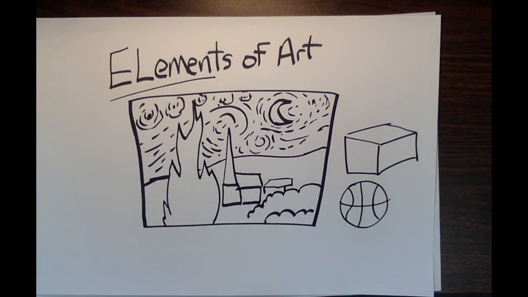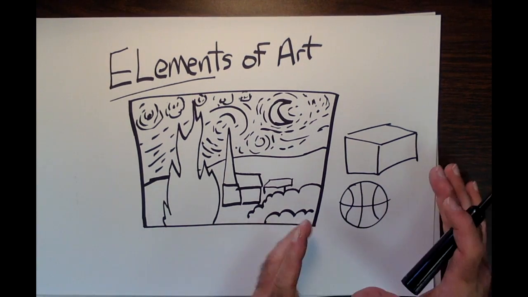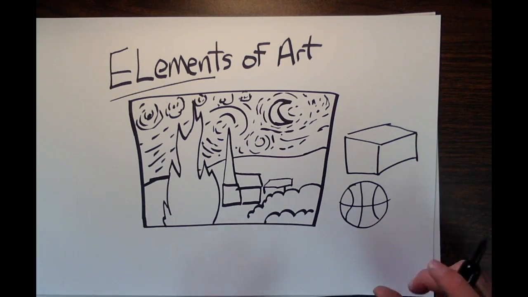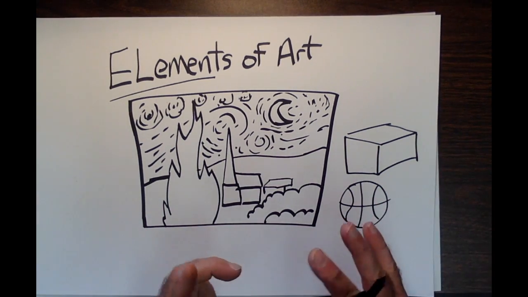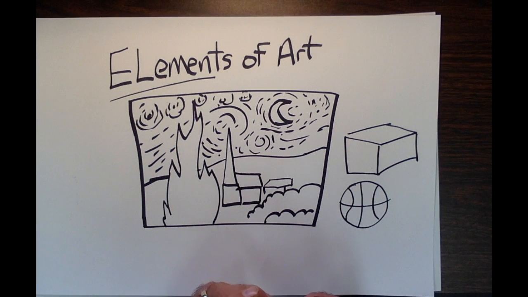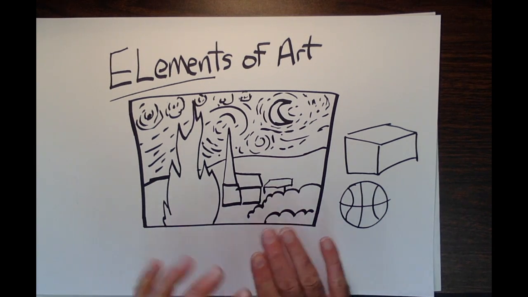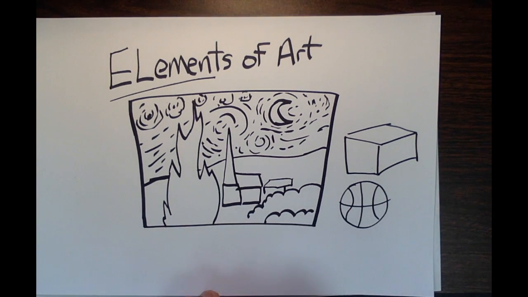Those are all three-dimensional objects. We can draw the illusion of spheres, but when we're sculpting, we're going to create three-dimensional objects. In math, I think your math teachers will call them three-dimensional shapes. In the art room, we will call them forms.